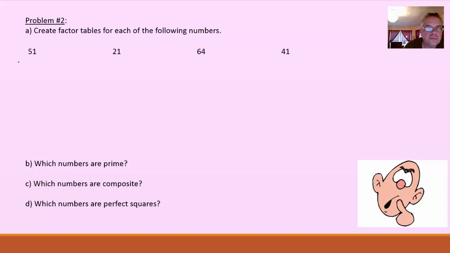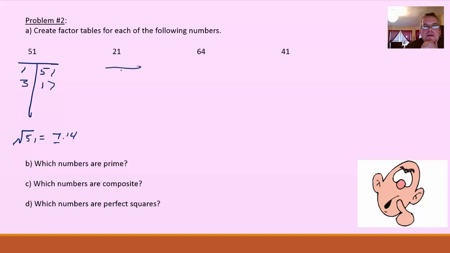So 51. All right, we can start with 1 and 51. 2 doesn't go into it, but 3 does. 3 times 17 is 51. 51 divided by 4 is a decimal. 51 divided by 5 is a decimal. I might start wondering how high I have to go. The square root of 51 is 7.14. So I can stop when I get to 7. 6 doesn't go into it, 7 doesn't go into it. I know I can stop. I've reached all the factors. So 51 has 4 factors.